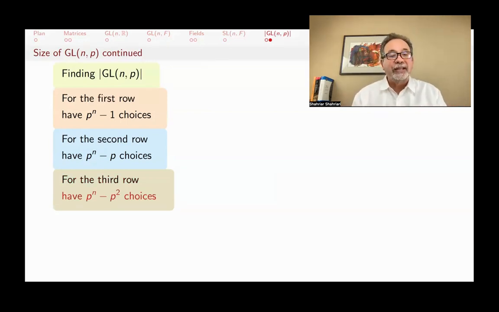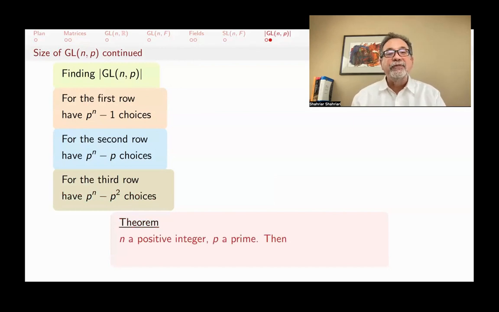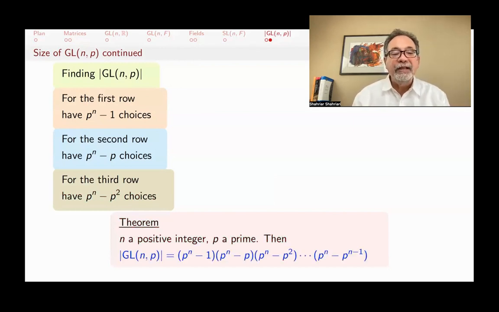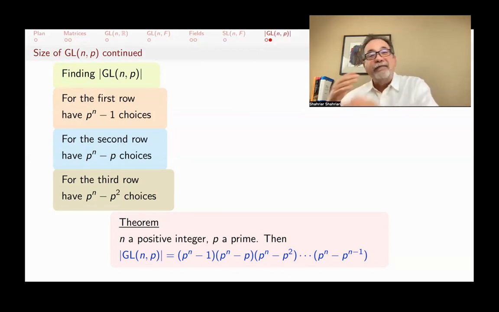And this continues like this. Now I have the theorem that if n is a positive integer and p is a prime, then the size of GL_n(p), the number of n by n invertible matrices with entries in Z mod pZ, is (p^n minus 1) times (p^n minus p) times (p^n minus p squared), and so forth. Because p^n minus 1 is how many choices I have for the first row. Regardless of which one I pick, I have p^n minus p choices for the second row. Regardless of which one I pick, I have p^n minus p squared choices for the third row.